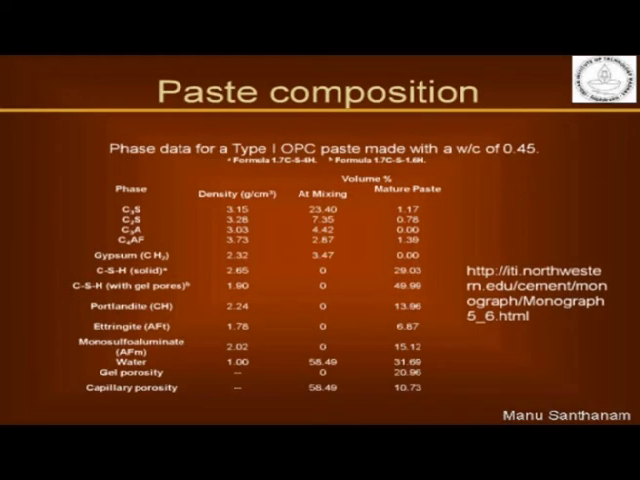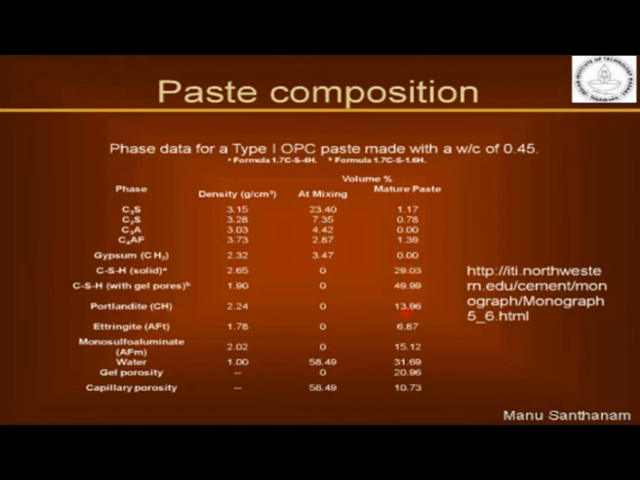So again, this is actually giving you the phase composition data for a typical ordinary Portland cement paste made with a water cement ratio of 0.45. Okay, this table you can go through on your own. So volume percentage is given at the time of mixing and in a mature paste itself. What I wanted to draw your attention to is the amount of CSH that is there in the system. The CSH which is solid or inner CSH is 29%. The CSH with gel pores, that means the outer CSH, is nearly 50% in the system. So look at the extent of CSH that is there in the system.